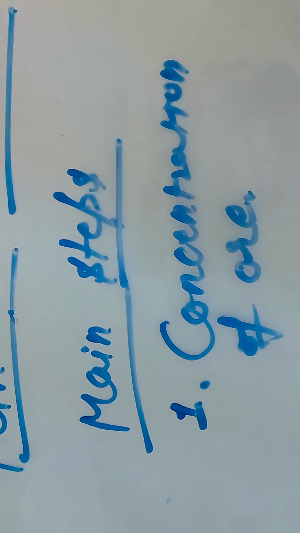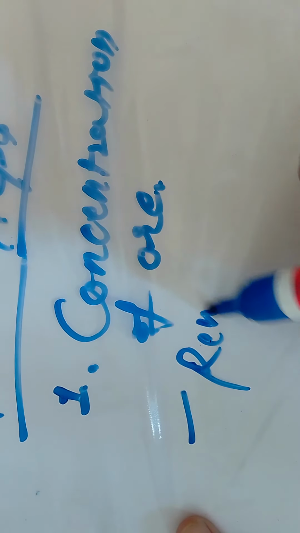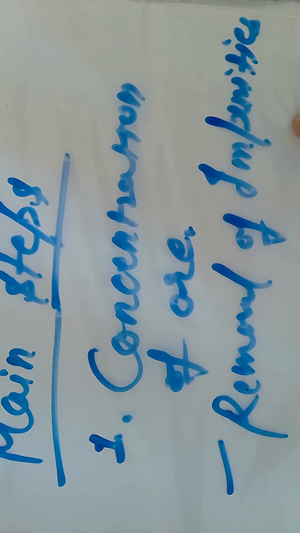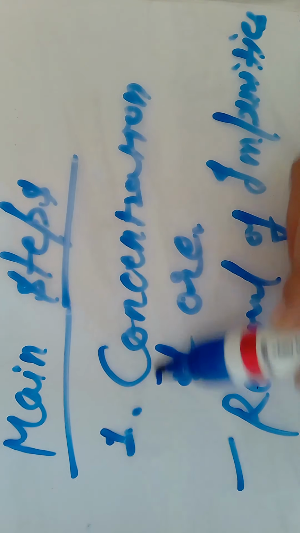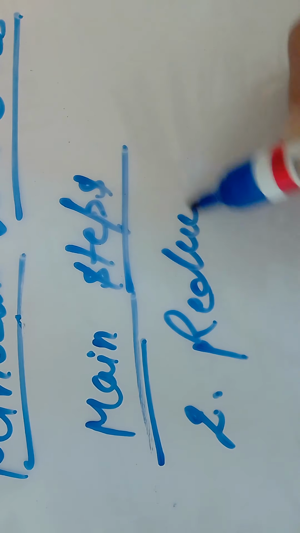So what does concentration of ore mean? It means removal of impurities. Removal of impurities from ore during extraction of metals is called concentration of ore, right? The second step after the concentration will be the reduction. Now what is reduction? In the next step we will get the metal in its free state.